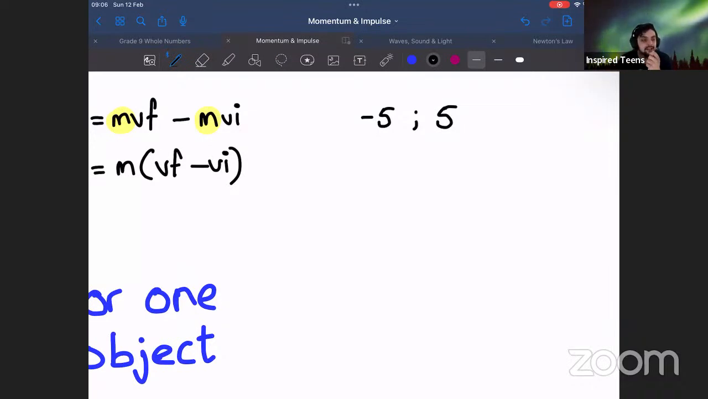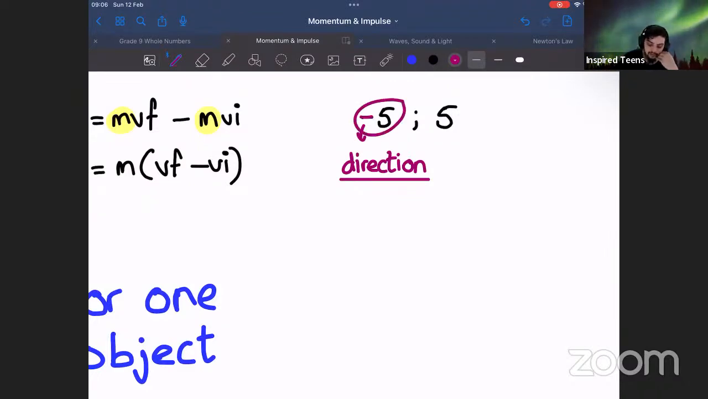When we compare -5 and 5, they have the exact same magnitude. However, the negative would indicate direction. So if one is positive, one is negative, that would mean that they're in opposite directions. It depends on the question, depends on which topic we're working with, but it could be east, west, north, south. But positive and negative, opposite directions.